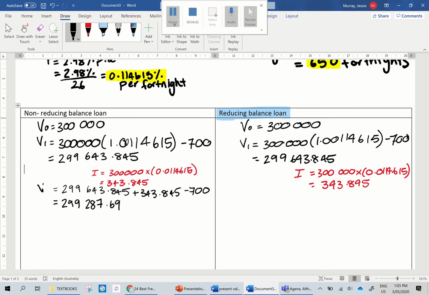The end of the second, I've already done the first. The end of the second fortnight, I owe $299,287.69. So then at the end of the third fortnight, it would be that $299,287 charged that interest again, minus my repayment. And let's see what I get.